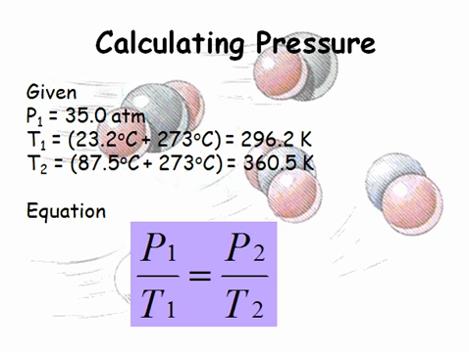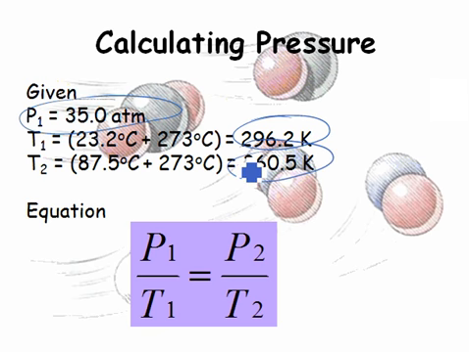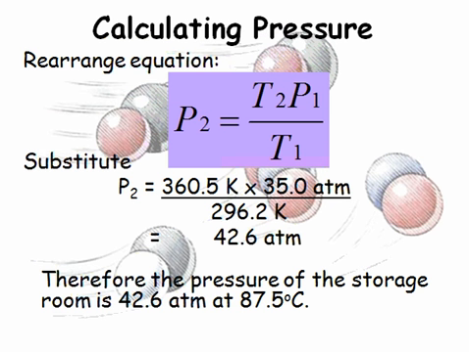So same thing, we're always dealing with Kelvin. The initial pressure is 35 atm. The initial temperature is 23.2 degrees Celsius plus your 273, which gives you 296.2 Kelvin. Your final temperature, which was 87.5 degrees Celsius, is 360.5 Kelvin. Plug that into the equation, do your calculations, and you end up with a final pressure of 42.6 atm. So the pressure of the storage room is 42.6, and I think it could withstand 50, so that's fine.